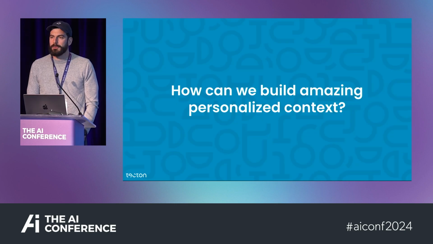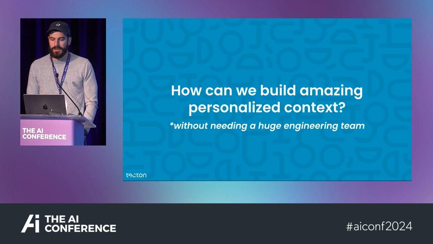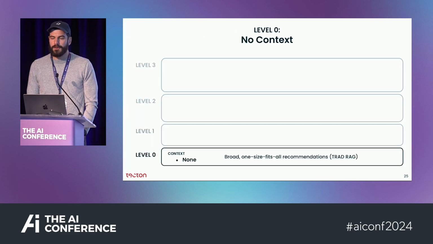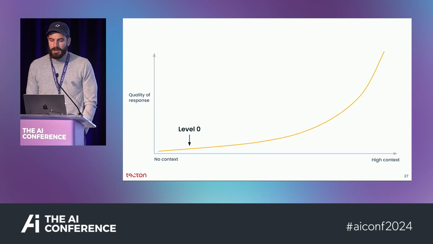Okay, so how do we build these amazing contexts without needing a huge engineering team? I'm going to go through this pretty quickly. Talk about 4 levels of personalization. The first is not really a real level. It's what we talked about, no context, right? It's just getting the raw candidates. Without context, you're left with bad responses.